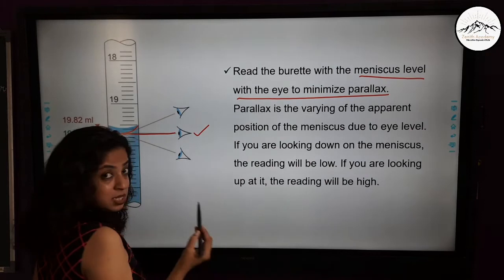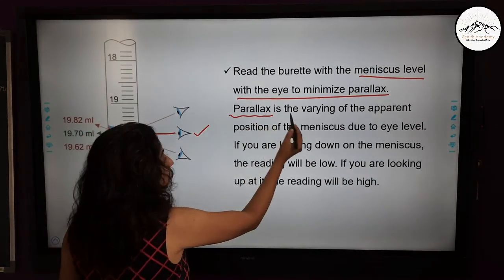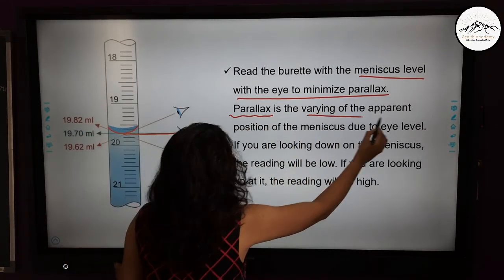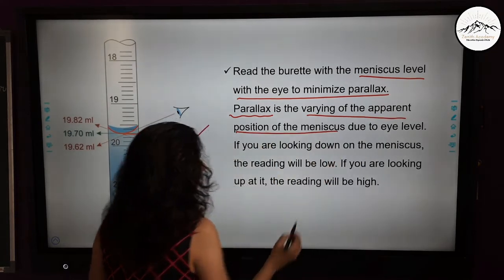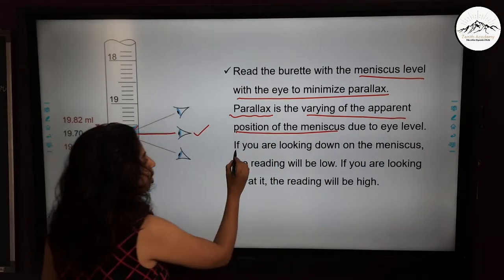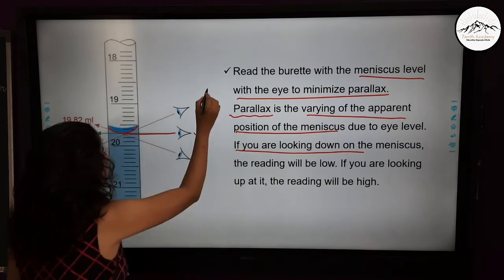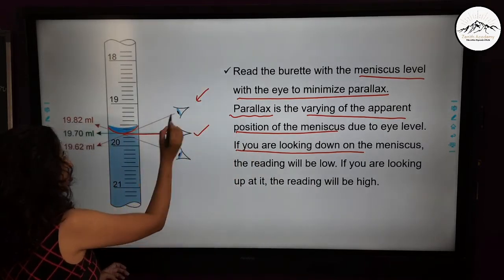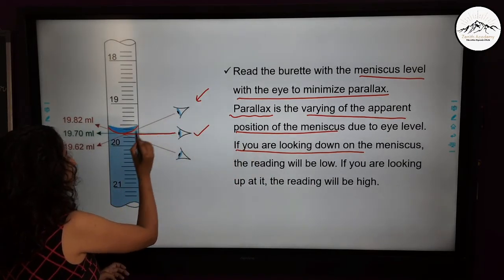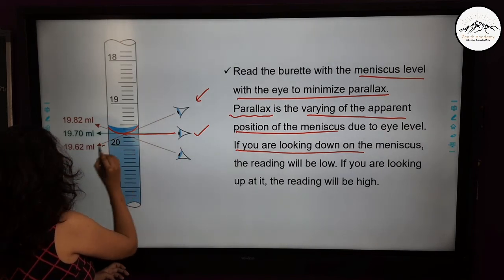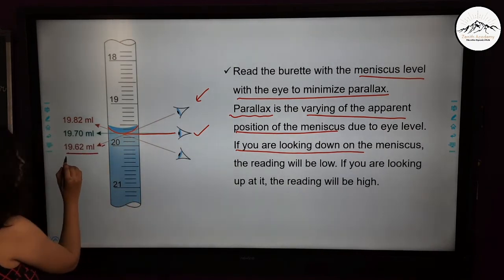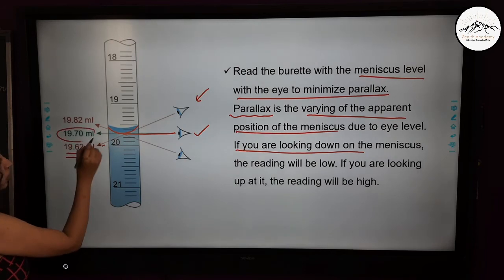You have to minimize the parallax. Now what is parallax? Parallax is the varying of the apparent position of the meniscus, due to eye level. If you are looking down on the meniscus, so your eye level would be like this, you will take a reading which is actually lower than the actual reading.